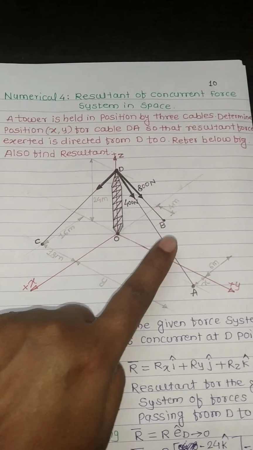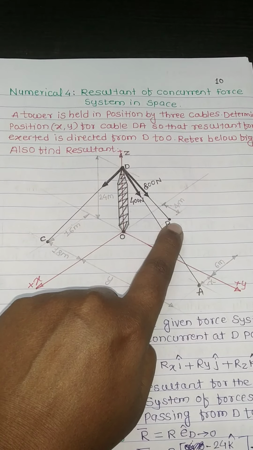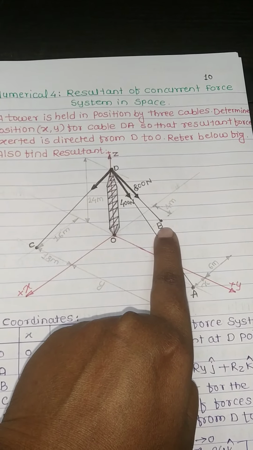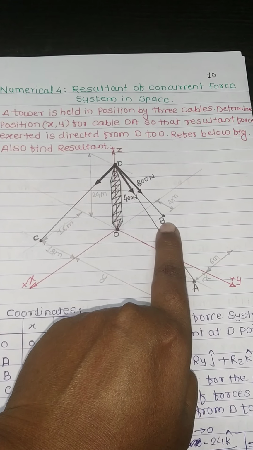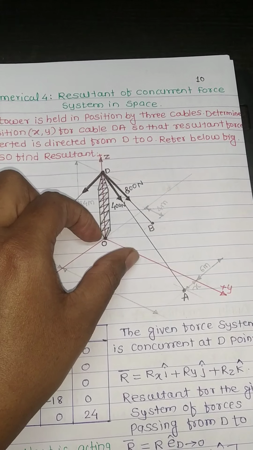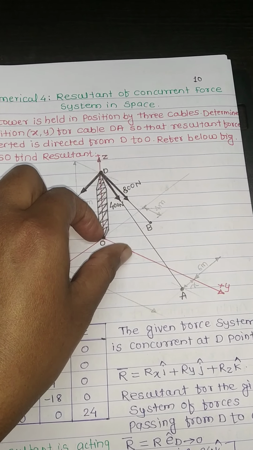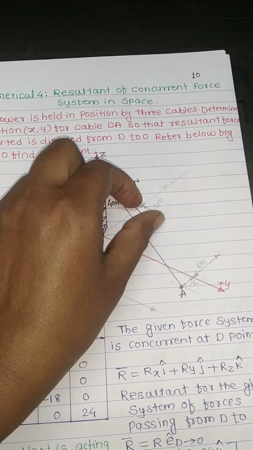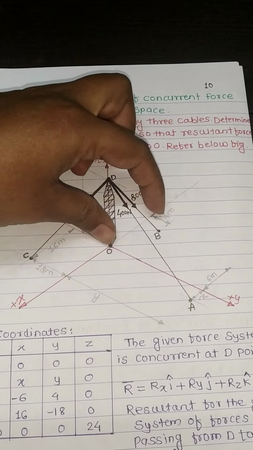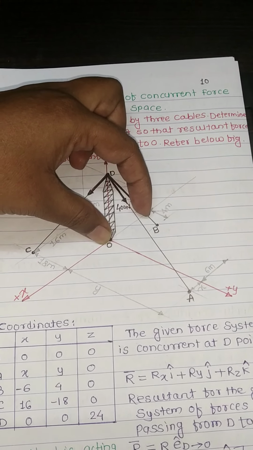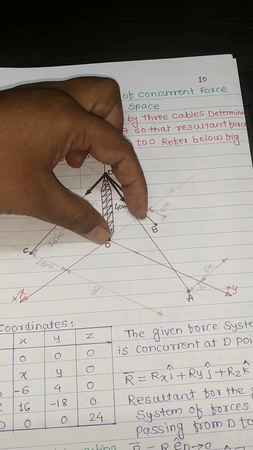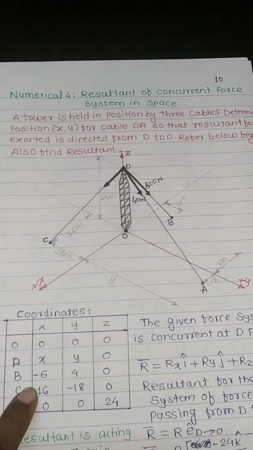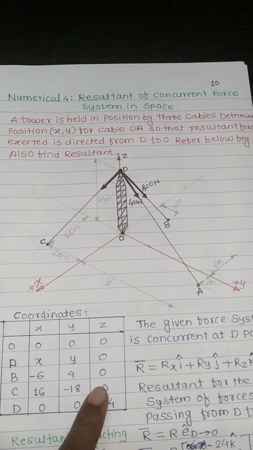Come to the point B. Point B is defined in the plane of negative x and positive y. Therefore, we have to find the parallel distances from the origin for the point B. Parallel distance to the y axis from the origin is 4 meter, positive 4. Then the parallel distance from origin to the point B along the negative x side is defined as 6 meter negative, minus 6, and the z component will be 0.